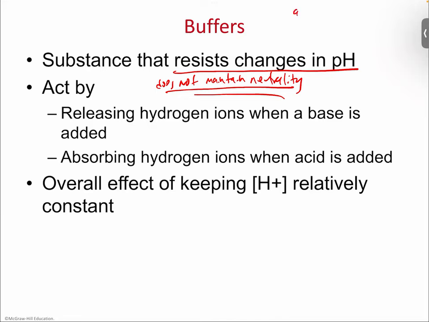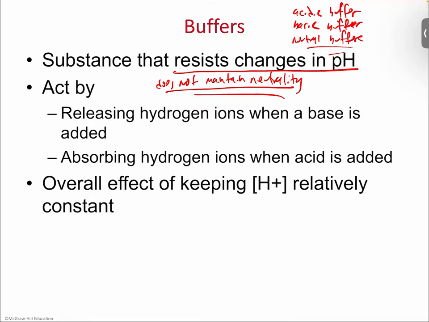For instance, I can create for you an acidic buffer that will keep your pH around 2. That's an acid, that's not neutral, right? I can also make for you a basic buffer, and that'll keep your pH around 13, right? That's a base, that's not neutral. And then of course we can make our neutral buffers as well. And that's what we normally run into.